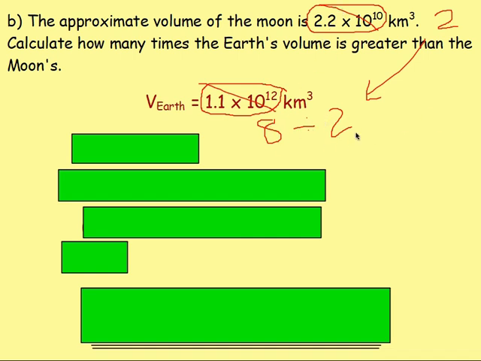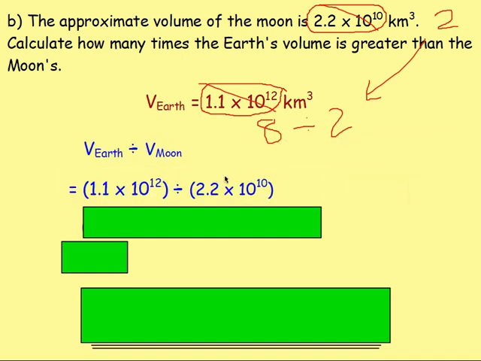But it's not 8 and 2 that we have. It is 1.1 times 10 to the power of 12. That was the volume of the Earth. We use our previous answer, correct to two significant figures, and we divide that by the volume of the Moon, the 2.2 times 10 to the power of 10.